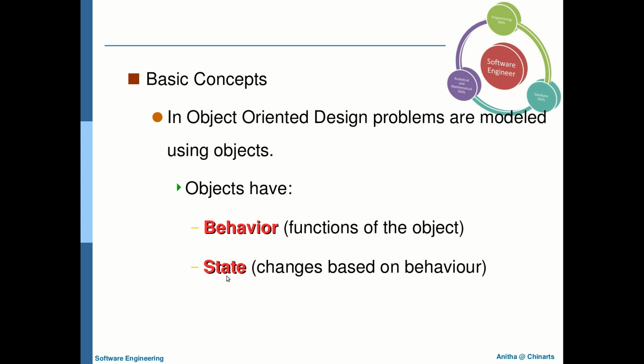There are two states. What is the first state? First state is candidate. Second state is it becomes the student. The state will be changing based on the behavior. So behavior is nothing but a function applied on the object. When you apply this function, the state of that particular object will be changing. So these are the two things that will be available for a particular object.